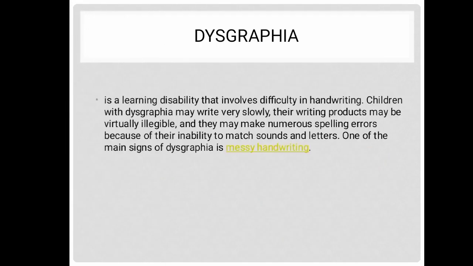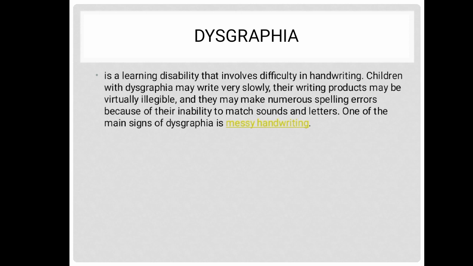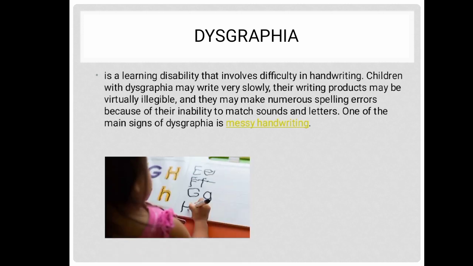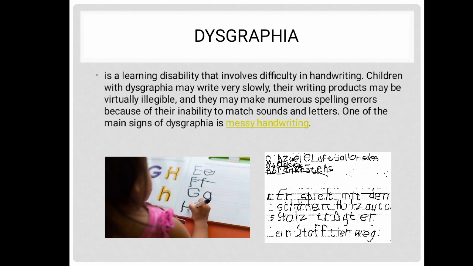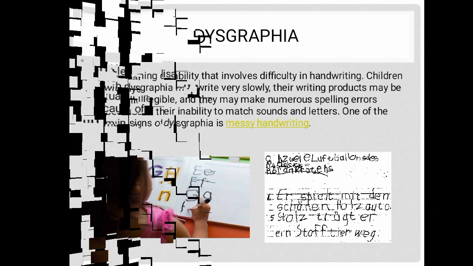Next is dysgraphia. It is a learning disability that involves difficulty in handwriting. Children with dysgraphia may write very slowly. Their writing products may be virtually illegible, and they may make numerous spelling errors because of their inability to match sounds and letters. One of the main signs of dysgraphia is messy handwriting.